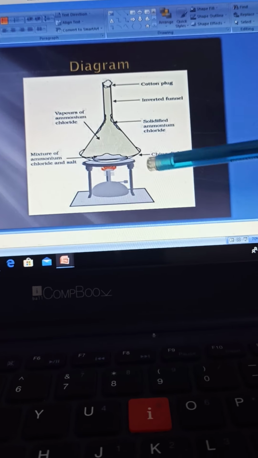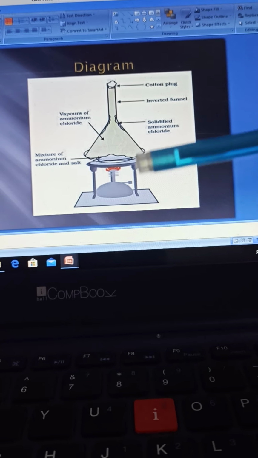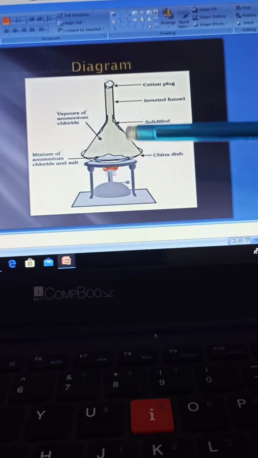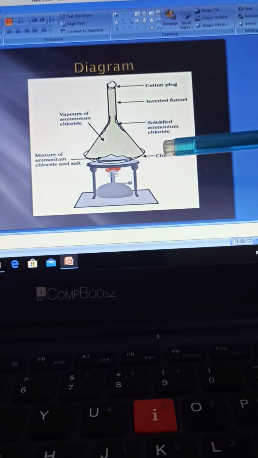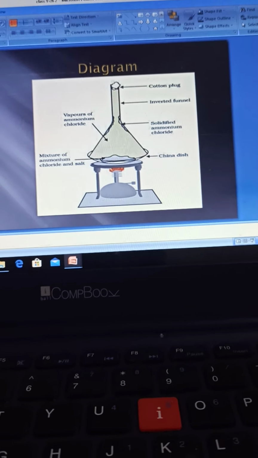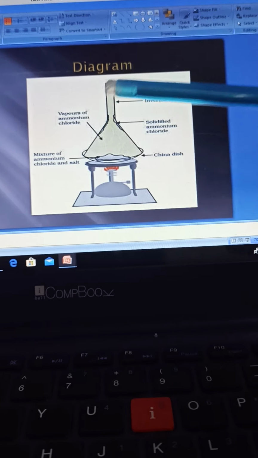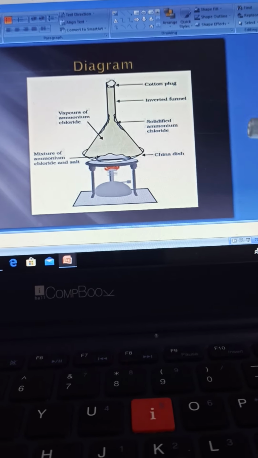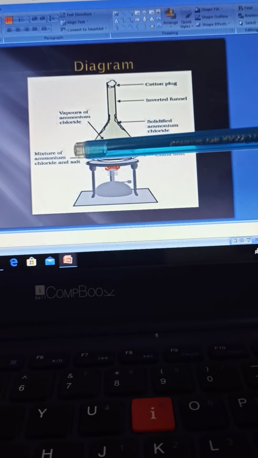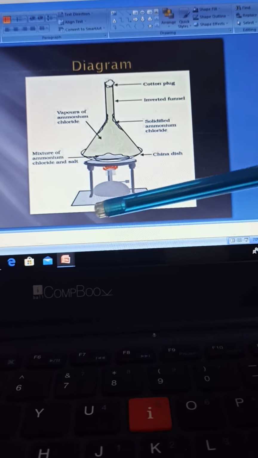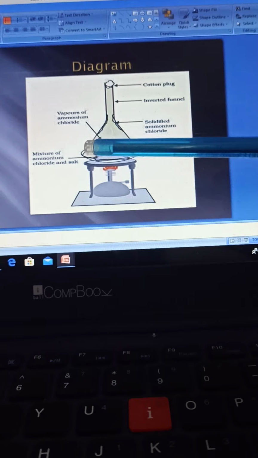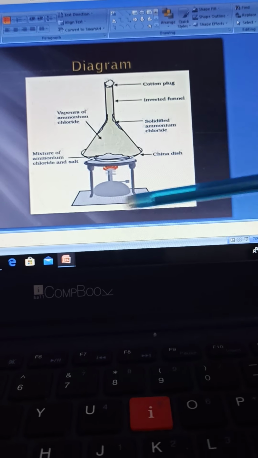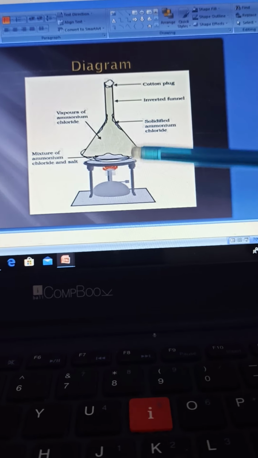It will remain in the china dish. In general, I can say that this process is helpful in removing or separating the impurities from the mixture. So here the impurity is NaCl, which is salt, in ammonium chloride. So our pure compound is ammonium chloride, not the salt. Salt we have to separate out from this ammonium chloride, and through this process only we can separate them.